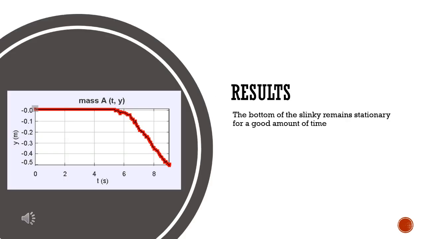For the results, as you can see, the bottom of the slinky remains at 0, or remains stationary, for a good amount of time before it starts falling down due to gravity.